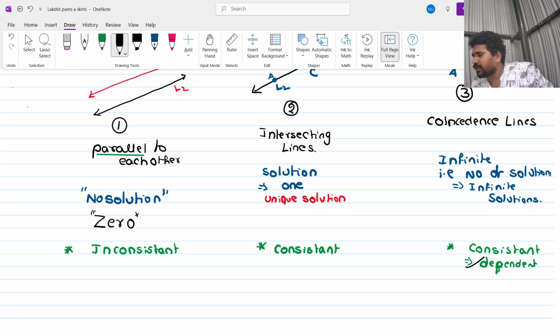Understood? Okay. So we will give consistent when a solution is there. In how many ways will we get a solution? Two ways. One is a unique solution, another one is infinitely many solutions. So a unique solution is also consistent, infinitely many solutions is also consistent. Is that clear for everybody?